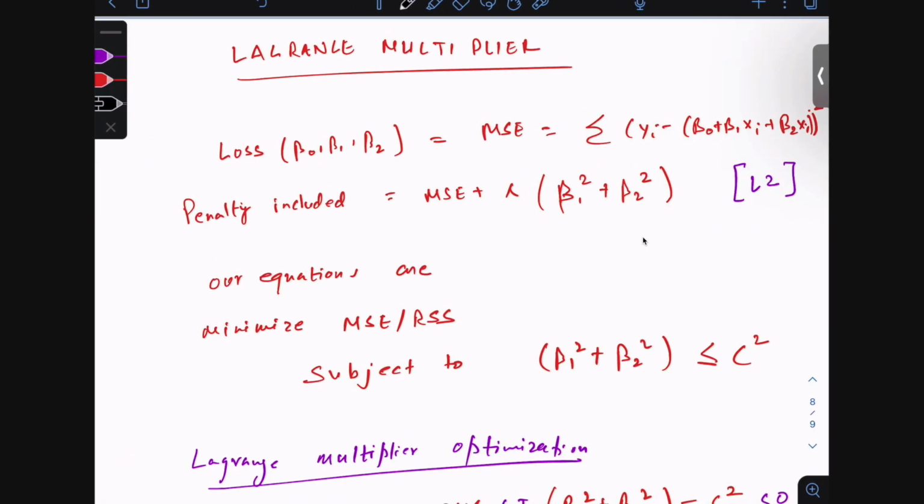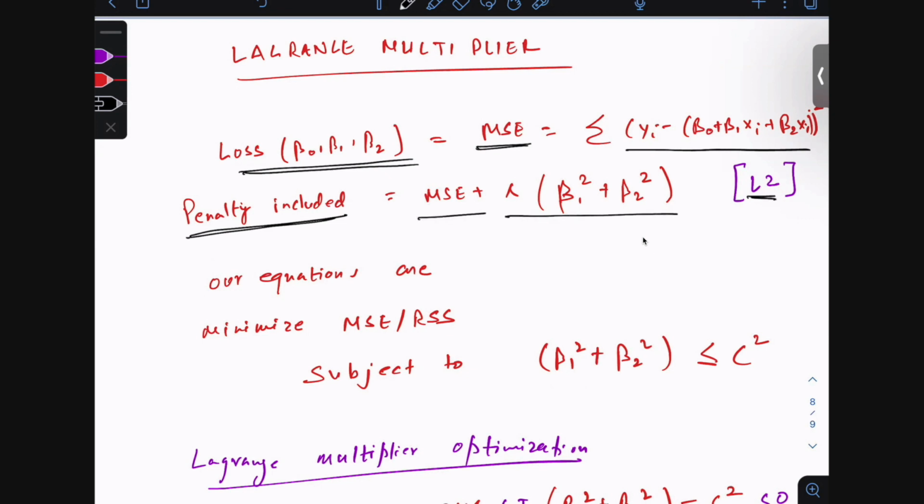Let me go over here to explain further. Now, what was our initial loss? I'm taking the simplified case of beta 0, beta 1, beta 2, only three. My MSE or RMS will be the sum of yi minus beta 0, minus beta 1 xi, minus beta 2 xi, the whole square, correct? What will it be if I include the L1 or L2 penalty? If I am including the L2 penalty, what will my loss be? MSE plus lambda times beta 1 square plus beta 2 square, right?